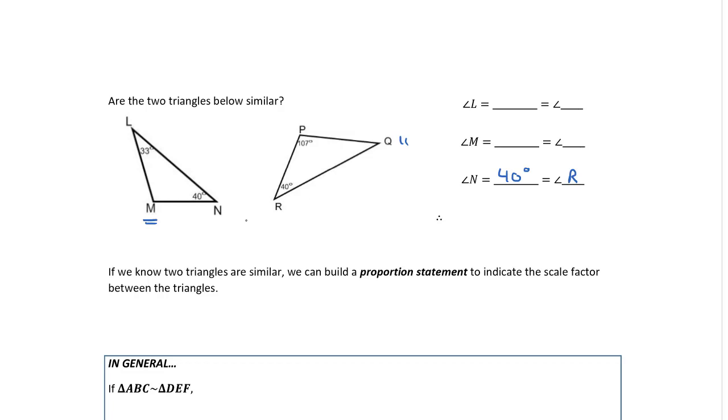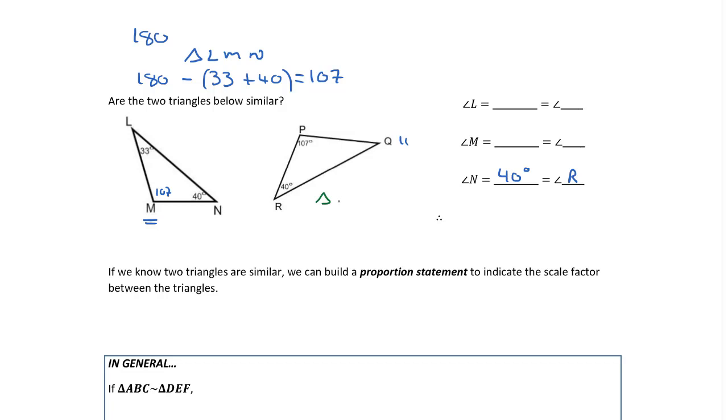We know that all of the angles inside of a triangle must add up to 180 degrees. So, in triangle LMN, the angles must add up to 180. We're already told that angle L equals 33 degrees, and we're told that angle N equals 40 degrees. If we subtract the sum of those two angles from 180 degrees, we'll be able to determine the measure of angle M. 180 minus the sum of 33 and 40 equals 107 degrees. Let's write that in here.